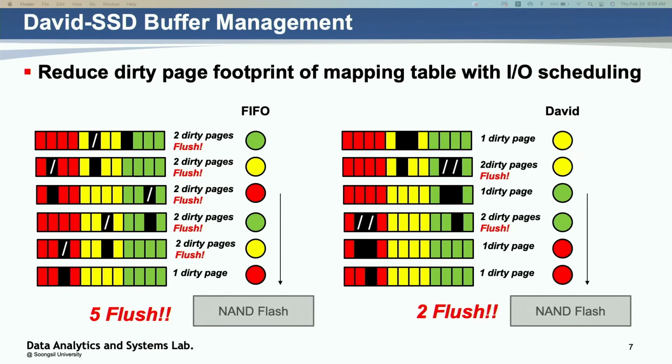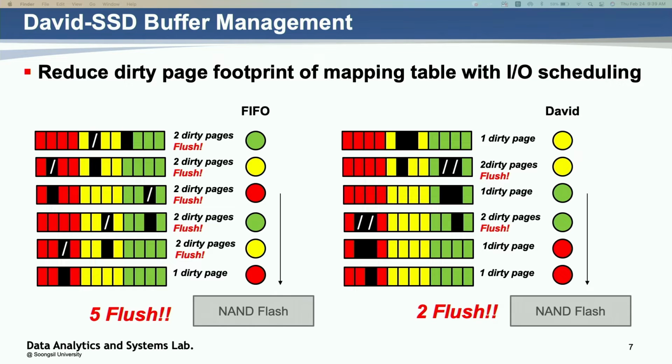David SSD reschedules user writes such that mapping entry eviction becomes more efficient by aggregating data updates. This example shows how David SSD manages write requests within a buffer. If the user writes are processed first in, first out, the mapping table can be randomly updated during a time window, resulting in a large 30-page footprint.